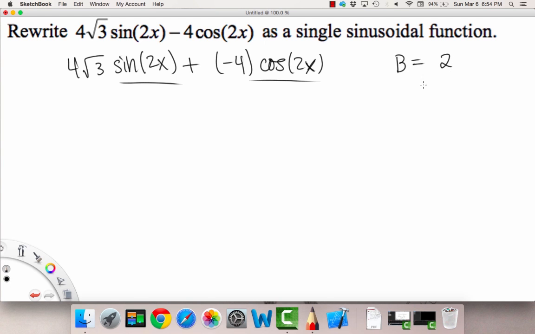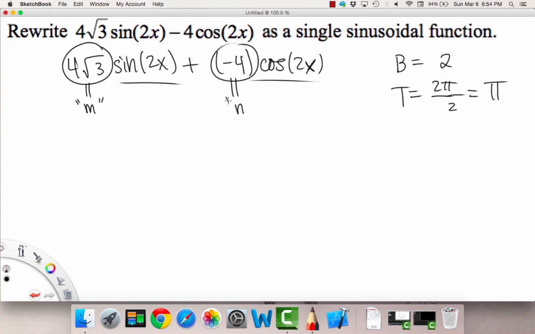So b is equal to 2, so that means that our period, which we don't really need to know at this point, is going to be pi, right? And it's the same for both. That's the important part. Period is the same for both. So what we can do is kind of consider these. This is like our m, like we were saying before, and the coefficient of cosine is like our n, okay? So with our m and n, we can figure out automatically what is our a, our amplitude.